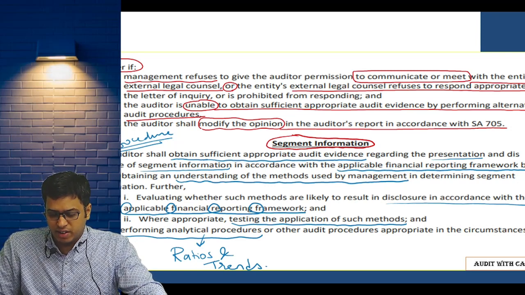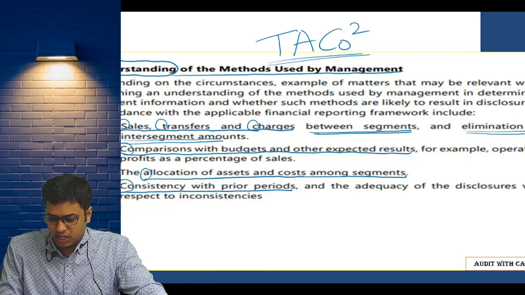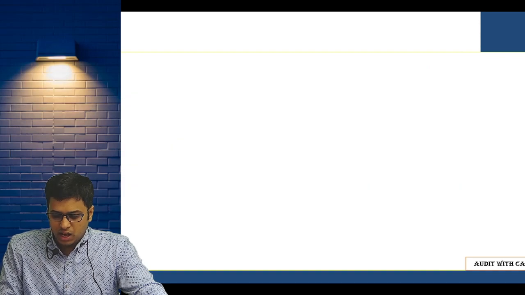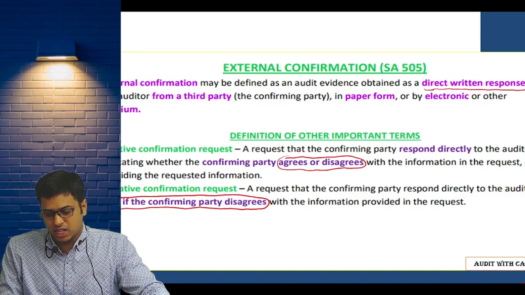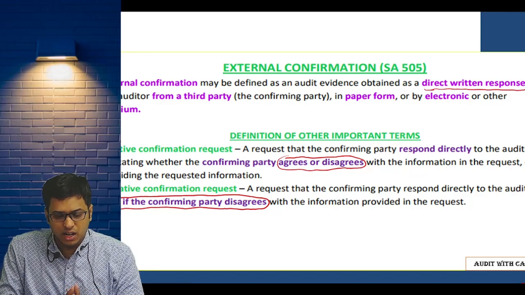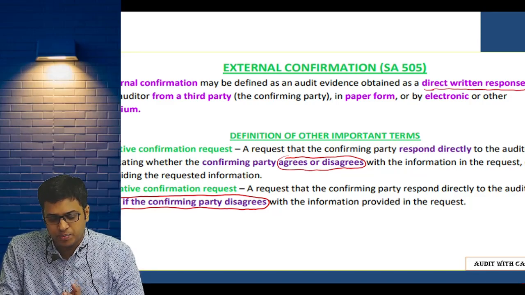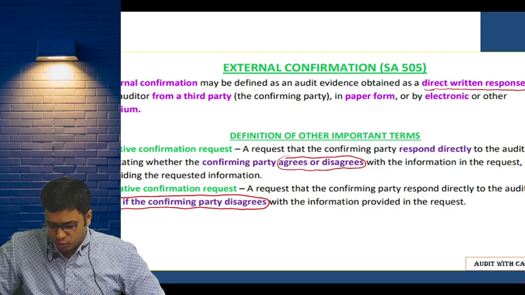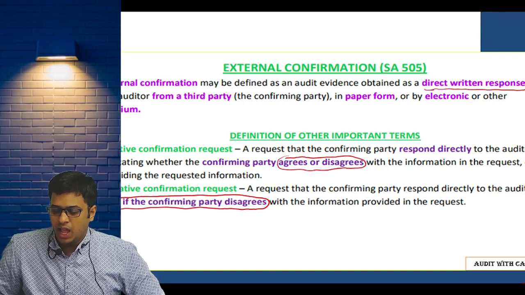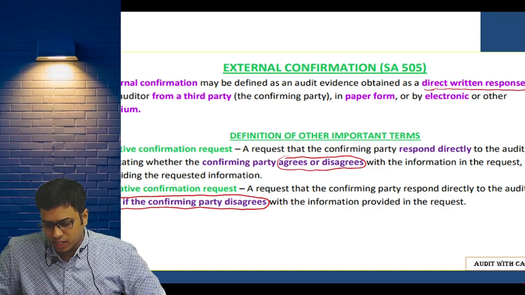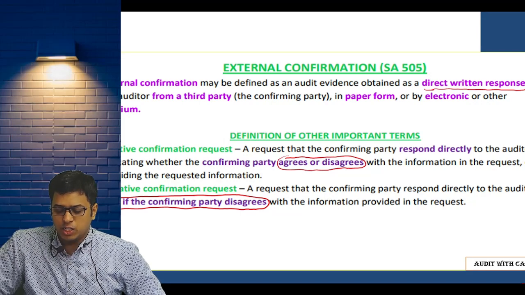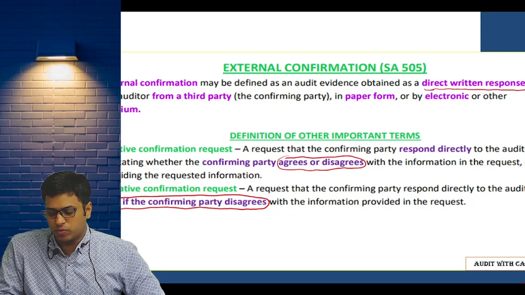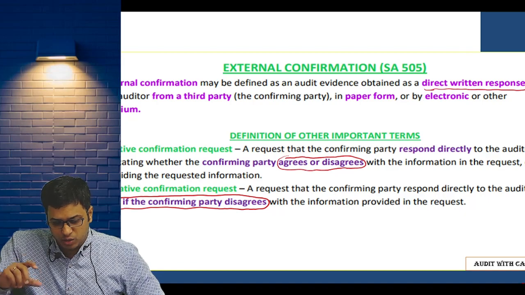Everybody, I hope it is very very clear. Okay, let's go further in the next area. Now we enter one of the best standards which is there in your syllabus, that is external confirmation. Okay, SA 505. What is external confirmation? It is a direct written response to the auditor from the third party in paper form or in electronic or other medium. This is how it is given. Now in this, I'll go in the order of our notes rather than the order of the points that I've given.